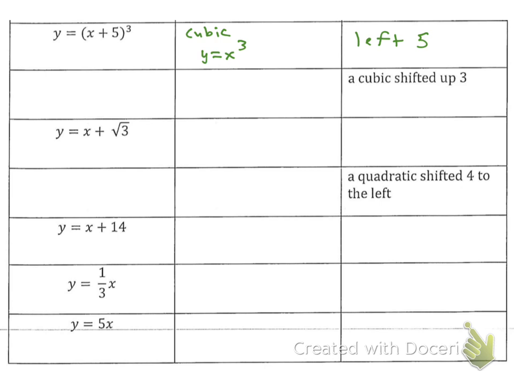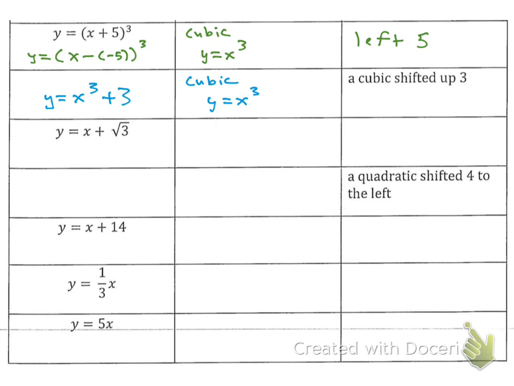What's the parent, Gavin? Cubic. Cubic. How'd you know that, Gavin? Because it said cubic. All right, so what would that equation look like? Y equals x cubed plus 3. Y equals x cubed plus 3.